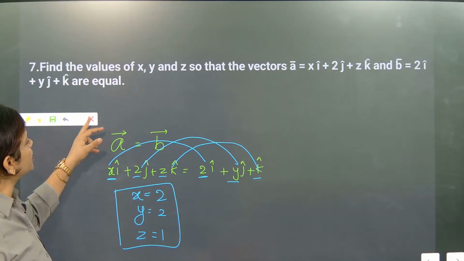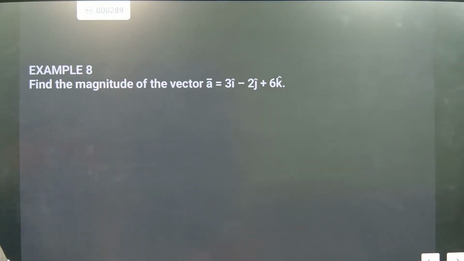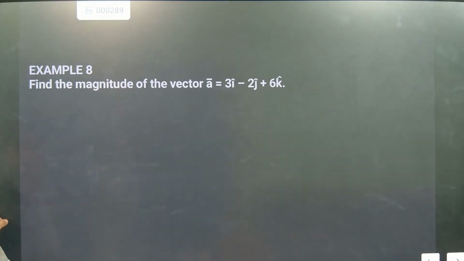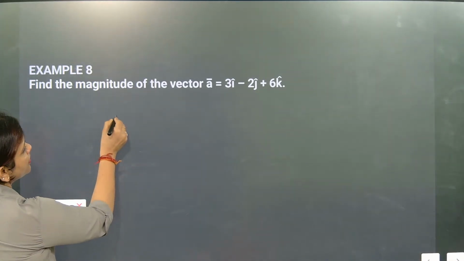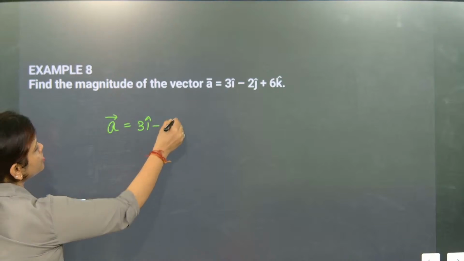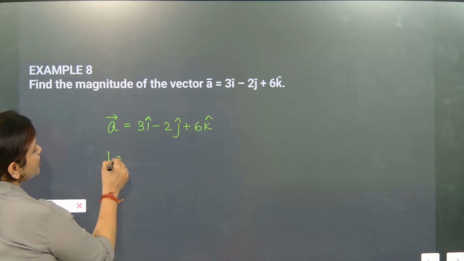Okay. Now look here. We'll go for the next one. We'll solve this question. Get ready for it. This question is: find the magnitude of the vector. What is the formula for the magnitude of a vector? To get the magnitude of the vector, what are we going to write, Kishore? A vector is given as 3i minus 2j plus 6k. Now, what is the magnitude of it?